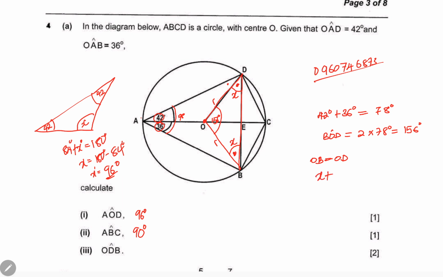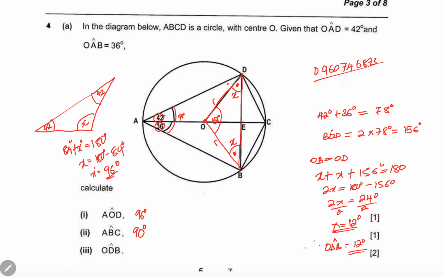Meaning we have 2x plus 156 degrees is equal to 180. Meaning we have 2x is equal to 180 degrees minus 156 degrees. And 2x is equal to 24 degrees. If I divide by 2, I divide by 2, I'm getting x as 12 degrees. Meaning you can now conclude and say angle ODB is equal to 12 degrees. That is how easy this question was.